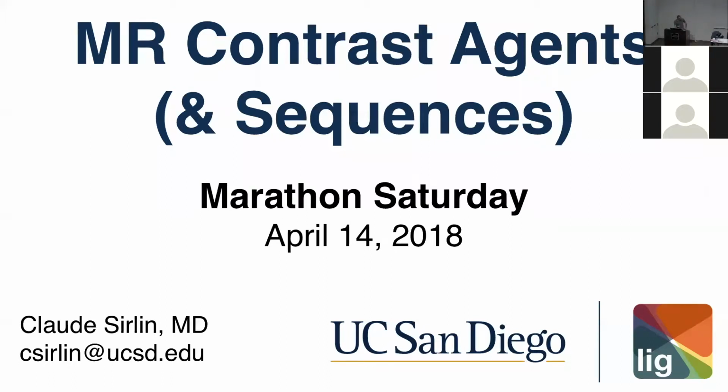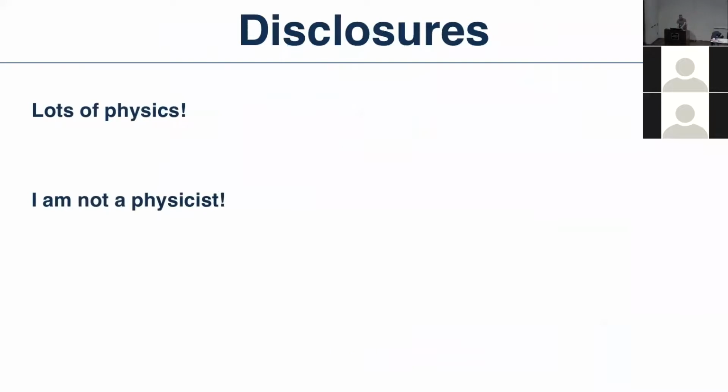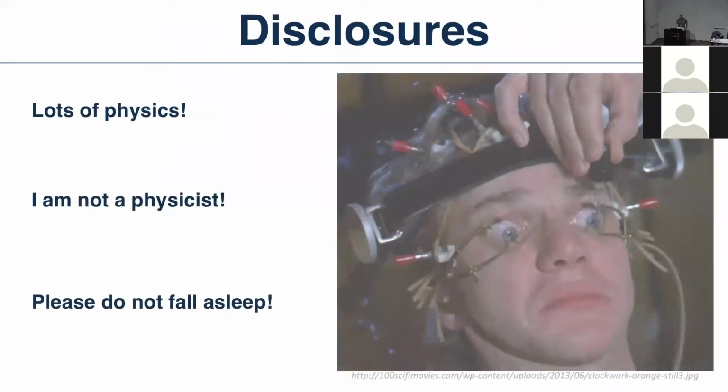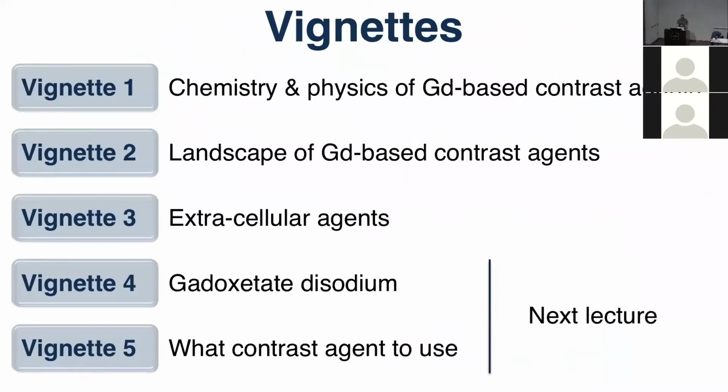Okay, so let's talk a little bit about MR contrast agents. There's 5 vignettes to talk about with contrast agents, but I'm only going to talk about 3 of them in this lecture, and I'll talk about the last 2 vignettes after lunch.